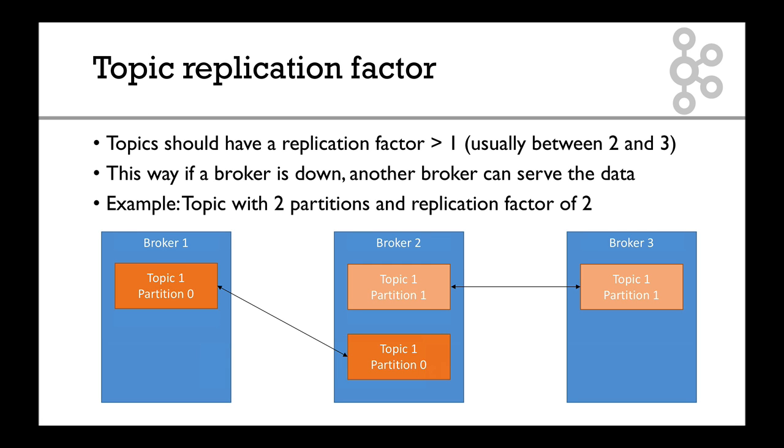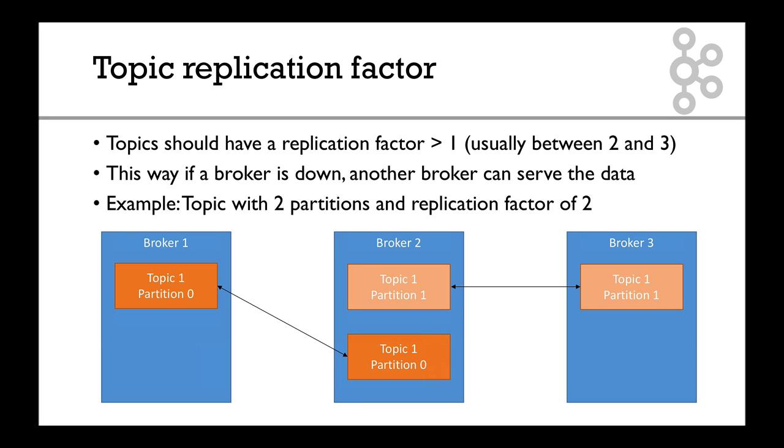Now let's talk about topic replication factor. So topics, they're fine, just the way we showed you. But usually, they should have a replication factor greater than 1. So usually between 2 and 3. This way, if a broker crashes, for example, another broker can still serve the data.